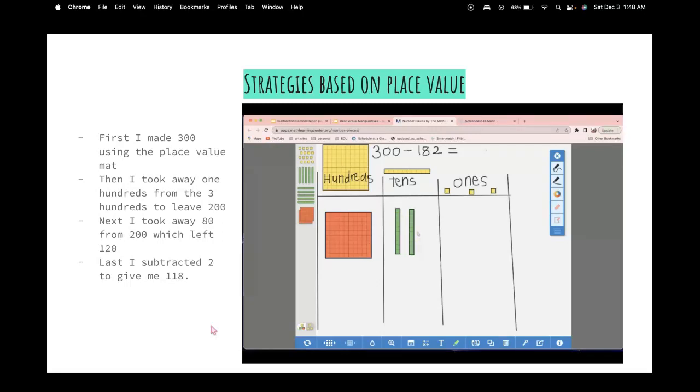Now I just need to subtract 2 from 120. After crossing off 2, I have 118. So this leaves me 118.